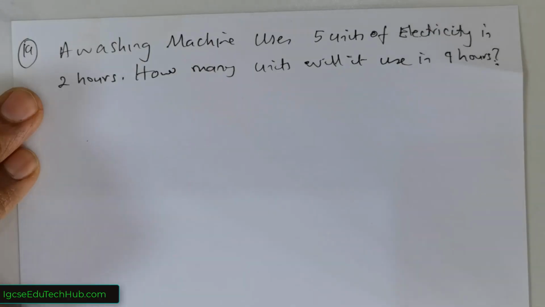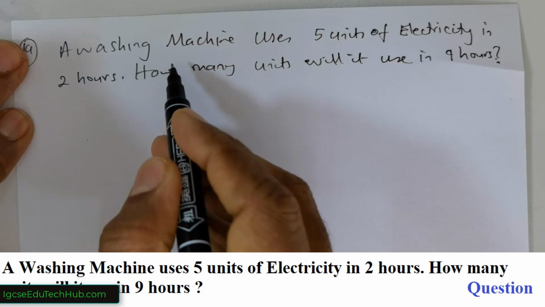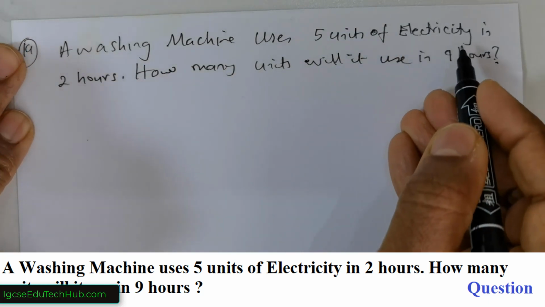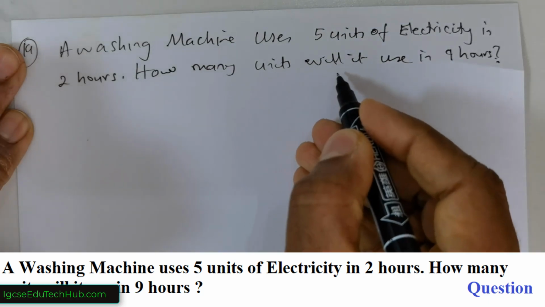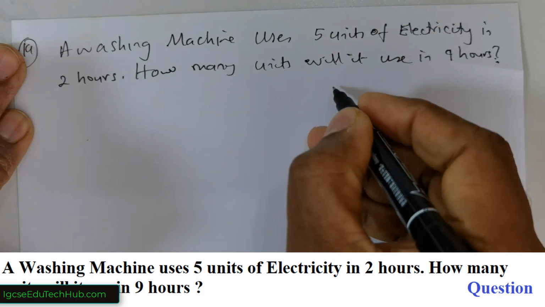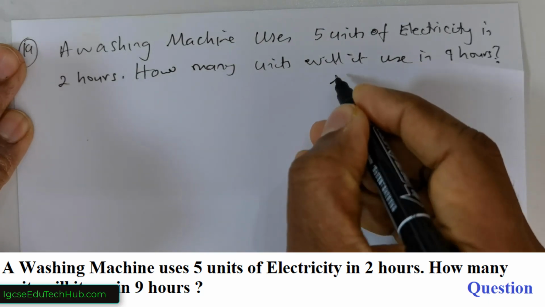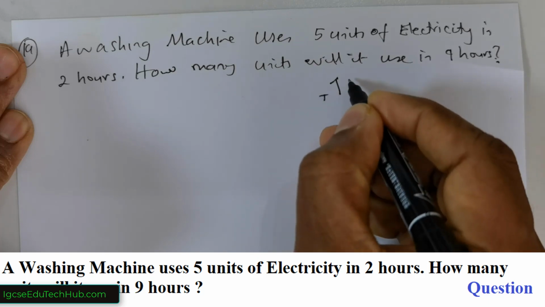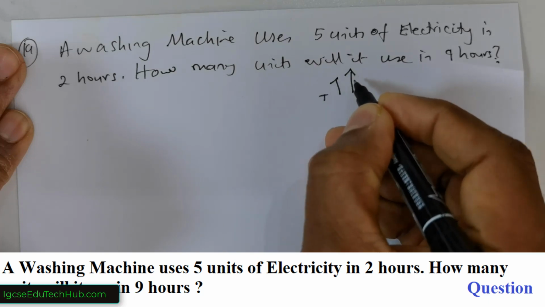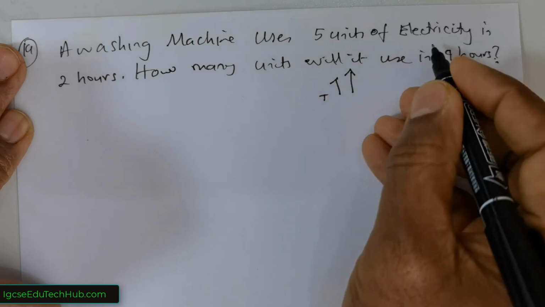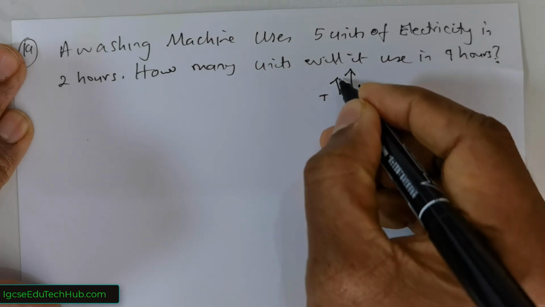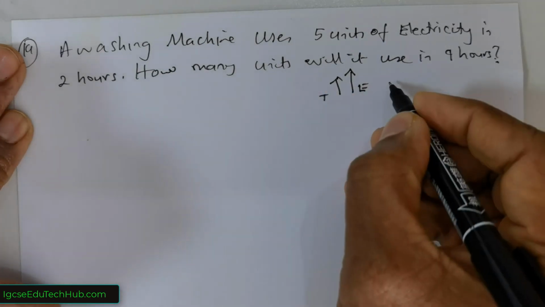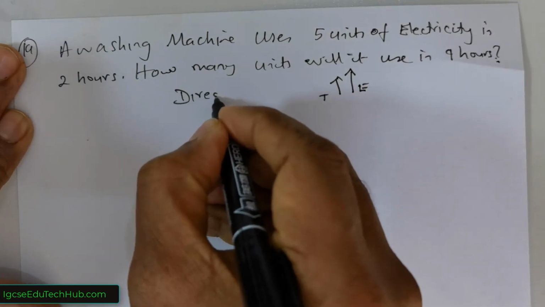Thank you. Welcome students, we got this question. A washing machine uses 5 units of electricity in 2 hours. How many units will it use in 9 hours? So the greater the time, the washing machine would be using a great many units. So increase in time, increase in usage of electricity. So there is a direct proportion involved here.